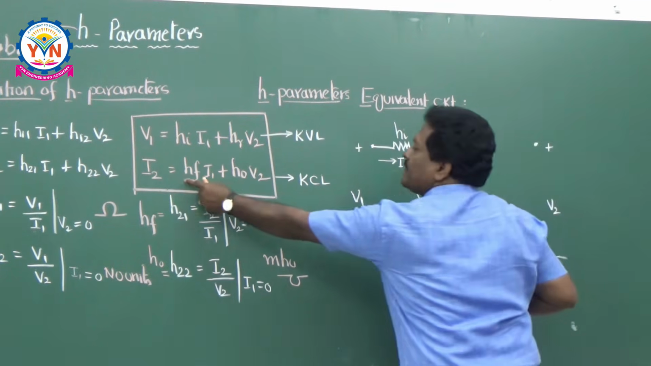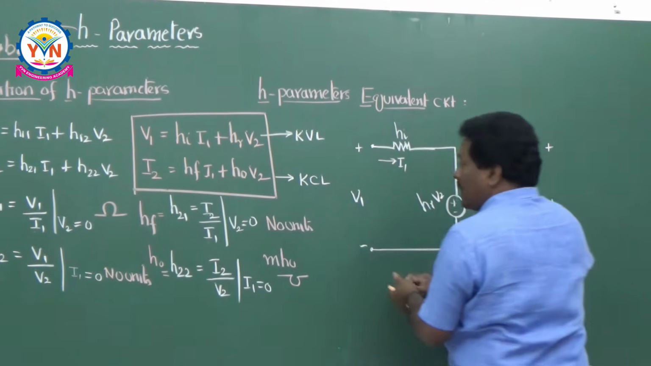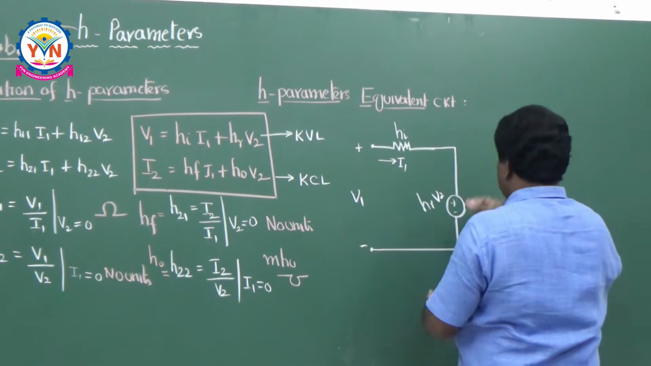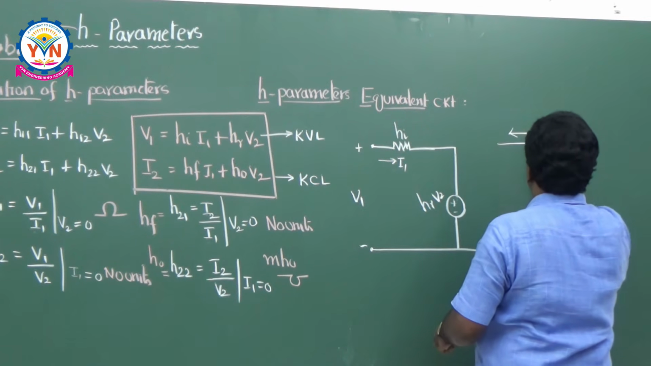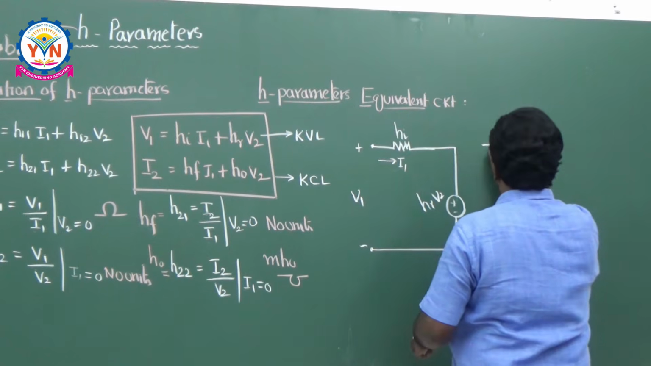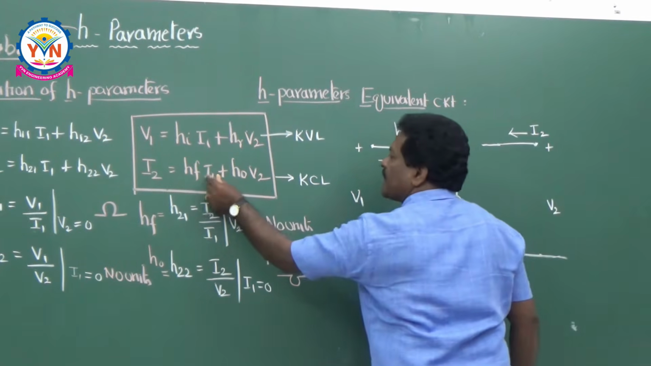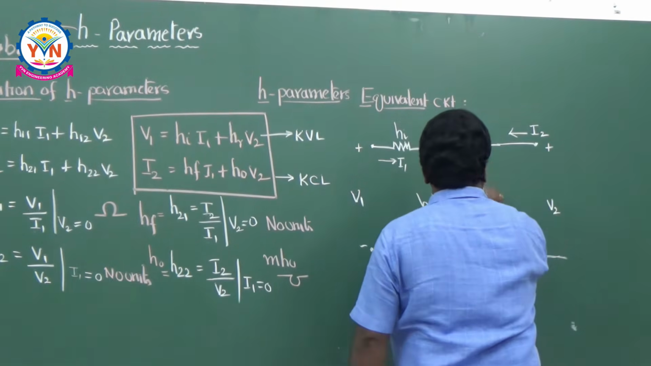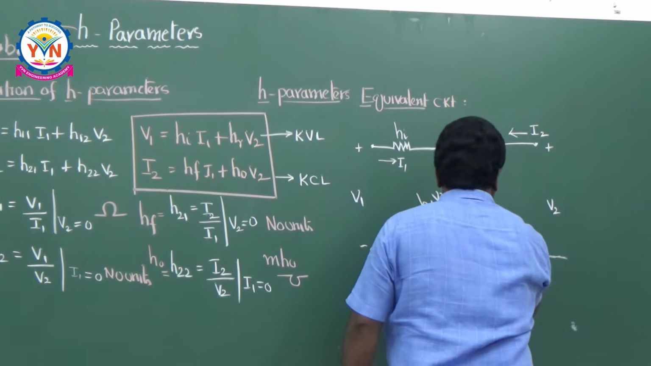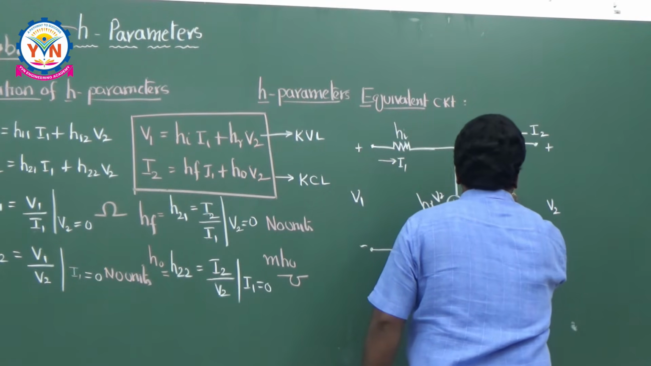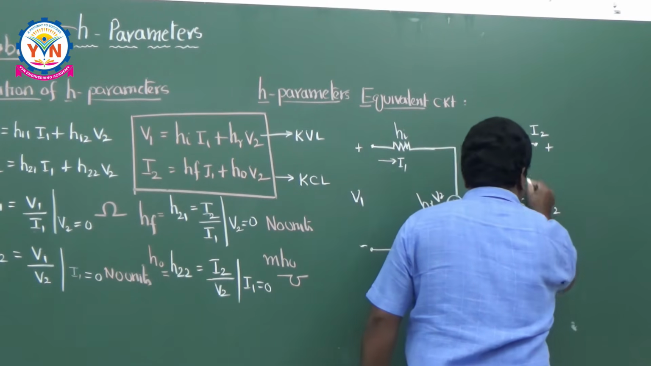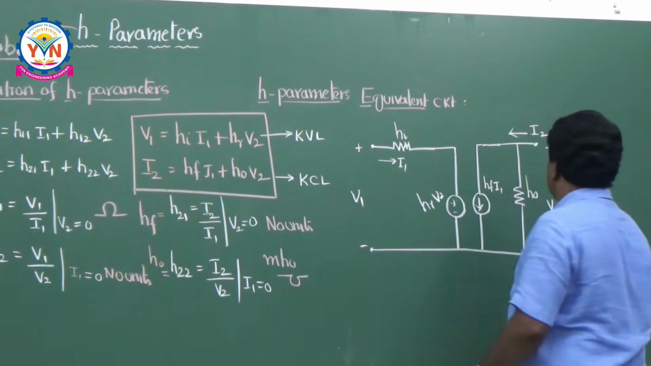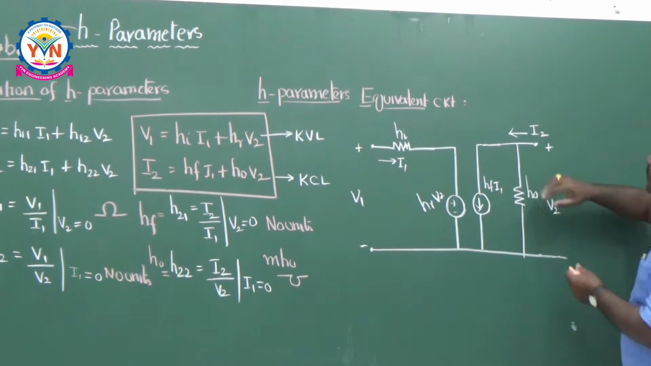What about the second equation on the output side? It is a Norton representation. I2 is the current flowing through this. This I2 is equal to HF times I1. It is a current source. This is the current source whose value is HF times I1, plus HO times V2. HO is an admittance. This is HO, HO times V2.